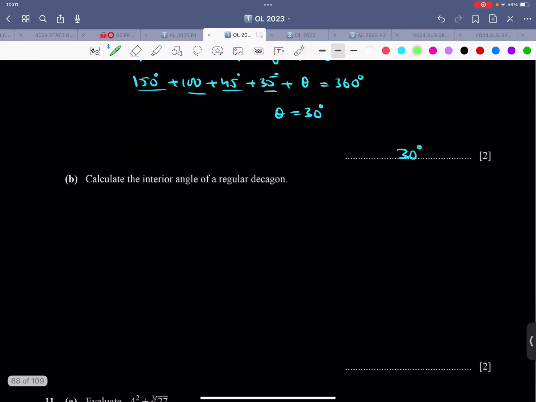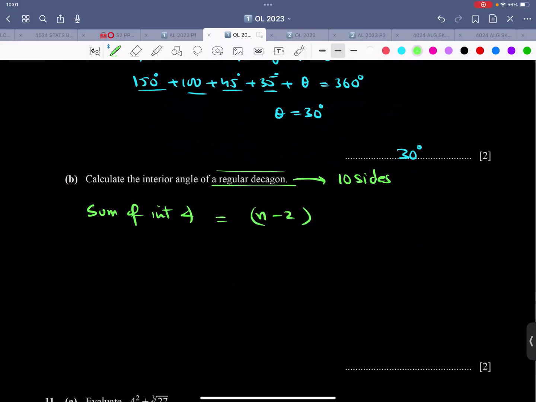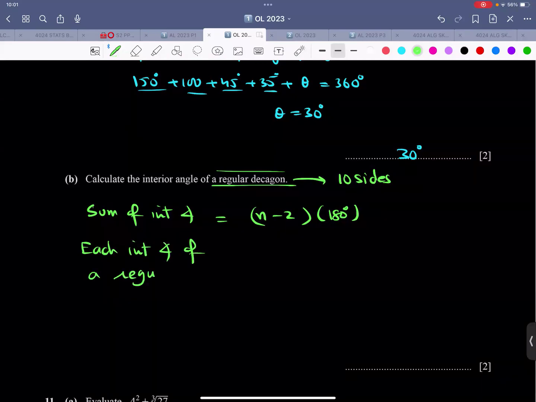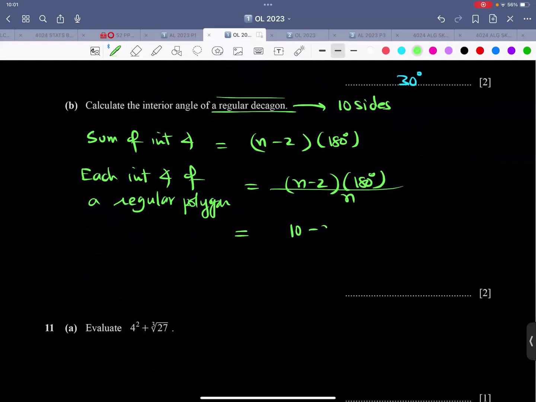Double check my calculation. So that is 30. Calculate the interior angle of a regular decagon. Decagon means 10 sides. So the sum of interior angles of any polygon is n minus 2 into 180. And each interior angle of a regular polygon is the sum, n minus 2 into 180, divided by the number of sides. So therefore, this is 10 minus 2, into 180 degrees. And n is 10.